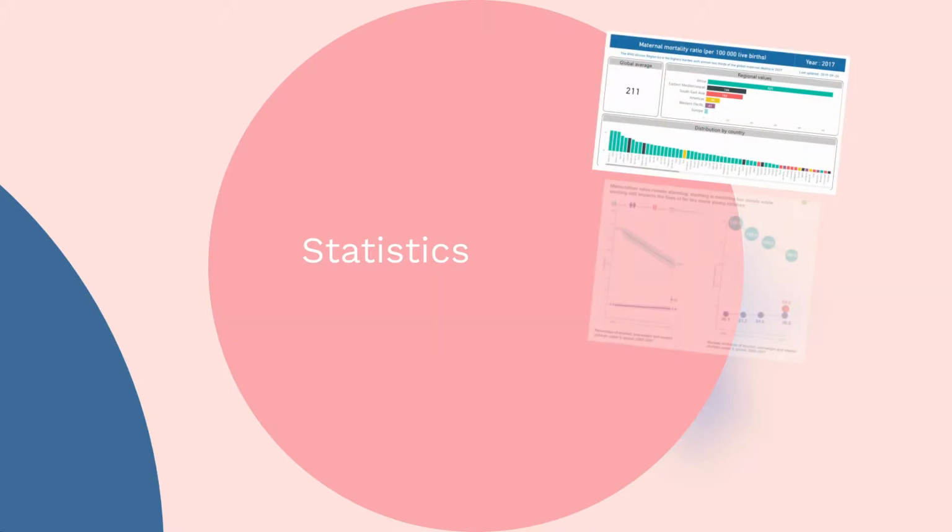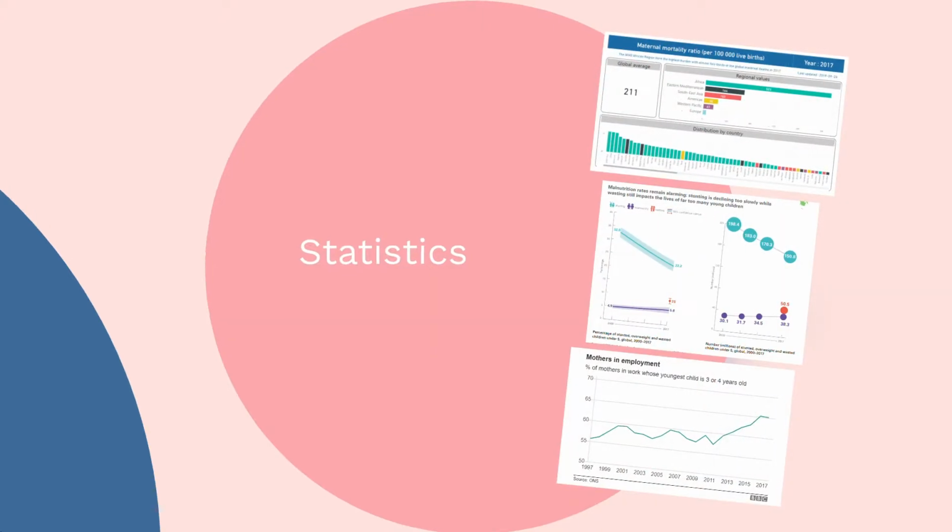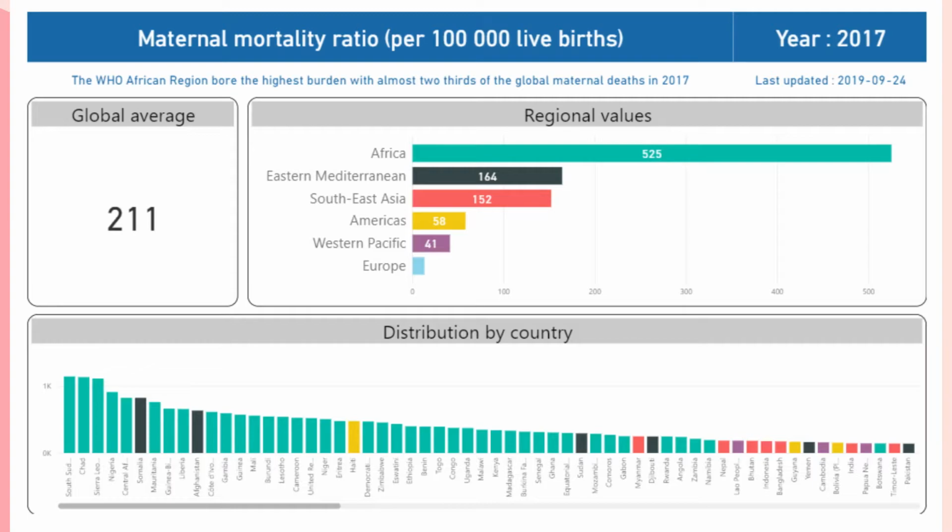The first stat is about maternal mortality, and as we can see, the high rate specifically in Africa, since there are 525 from 100k women died due to preventable causes.